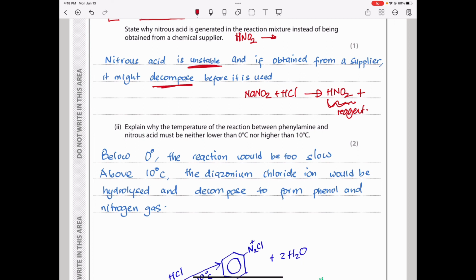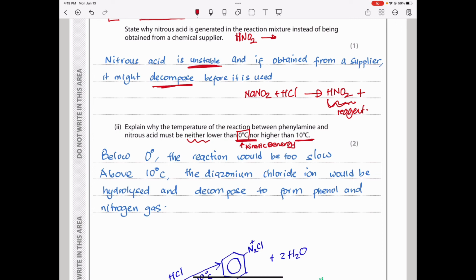So explain why the temperature of the reaction between phenylamine and nitrous acid must neither be lower than 0 nor higher than 10. If it's lower than 0, then the kinetic energy is going to be less. Then the reactants are not going to collide with each other with the right amount of energy for a successful collision to occur in order for a reaction to occur. So here we will have very low kinetic energy in order to reach the activation energy required for the reaction to proceed. So the rate of reaction will be lower if the temperature is below 0.